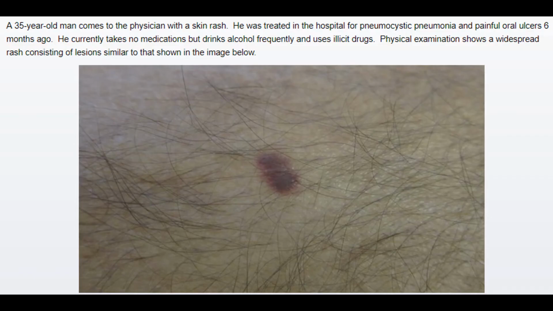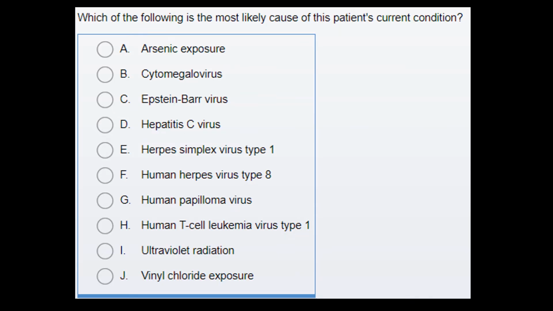In this question, a 35-year-old man comes to the physician with a skin rash. He was treated in the hospital for pneumocystis pneumonia and painful oral ulcers 6 months ago. He currently takes no medications but drinks alcohol frequently and uses illicit drugs. Physical examination shows a widespread rash consisting of lesions similar to that shown in the image below. So, which of the following is the most likely cause of this patient's current condition?